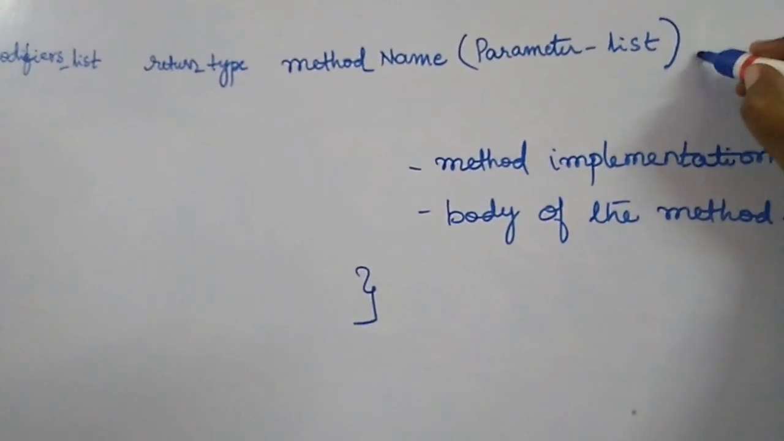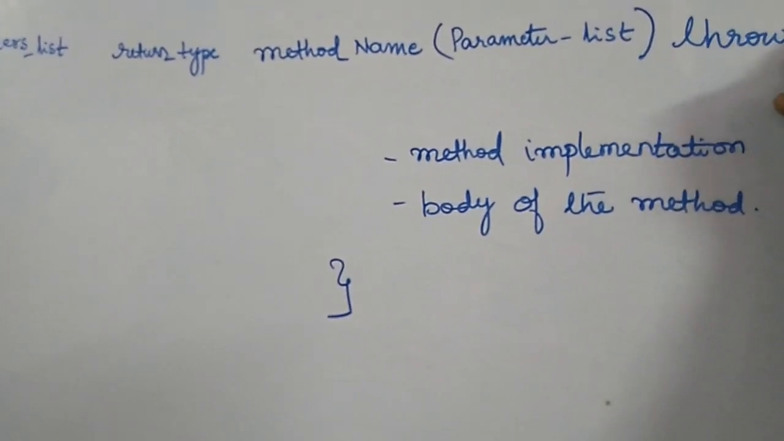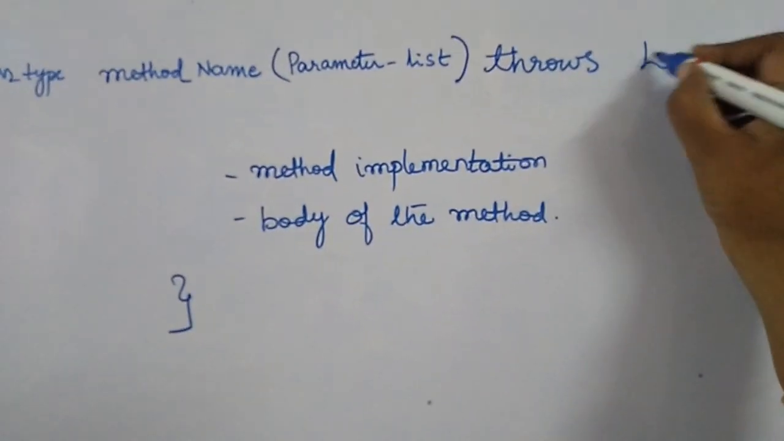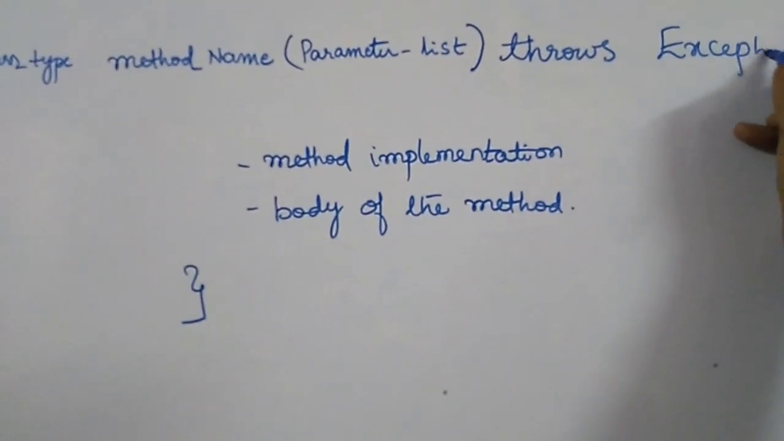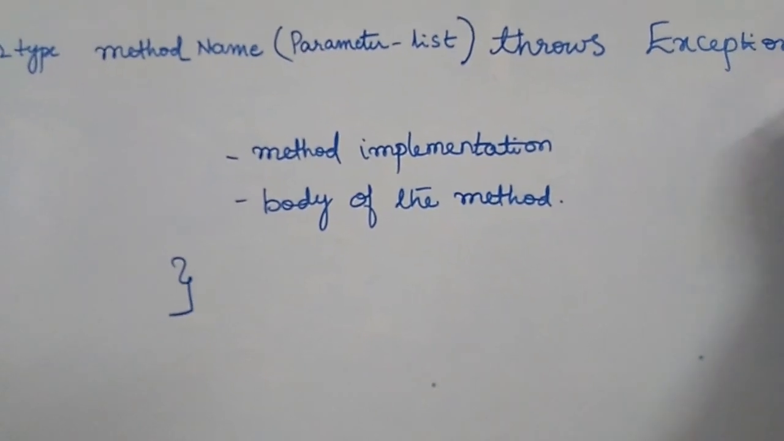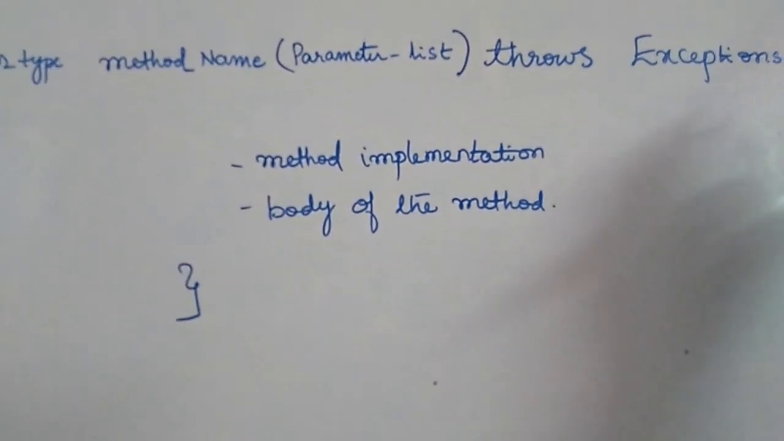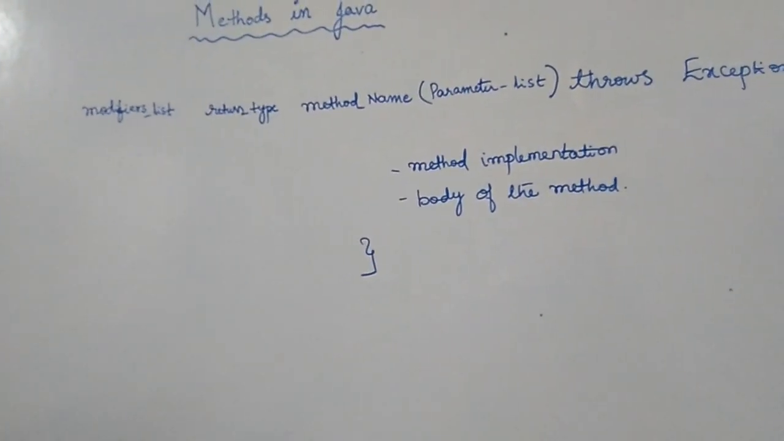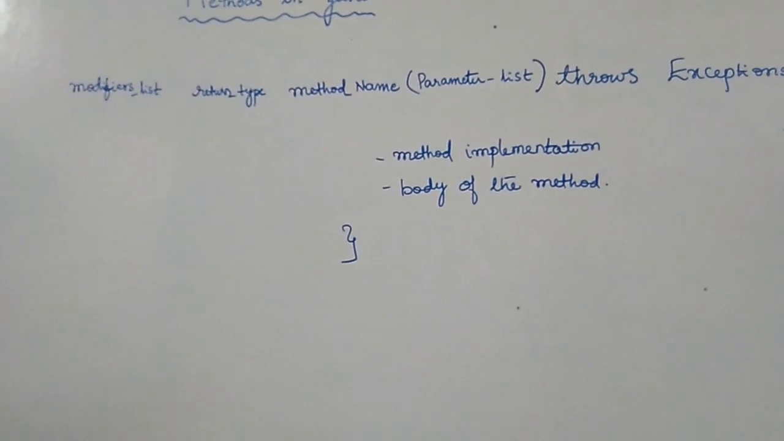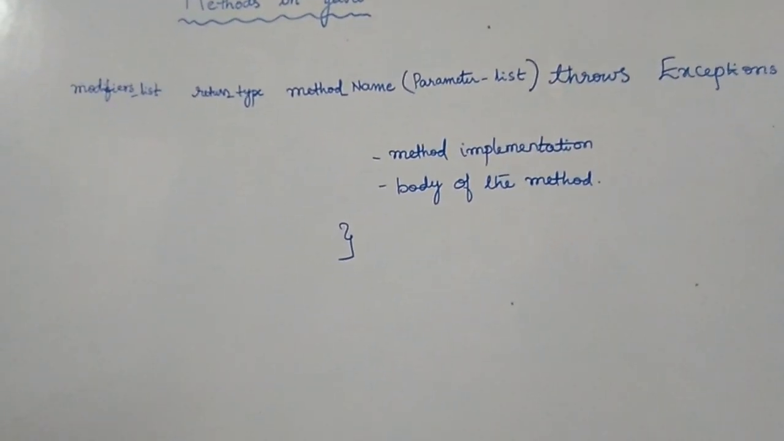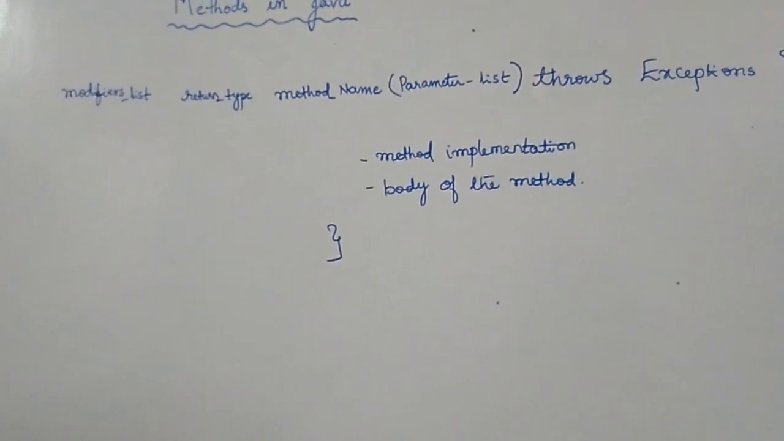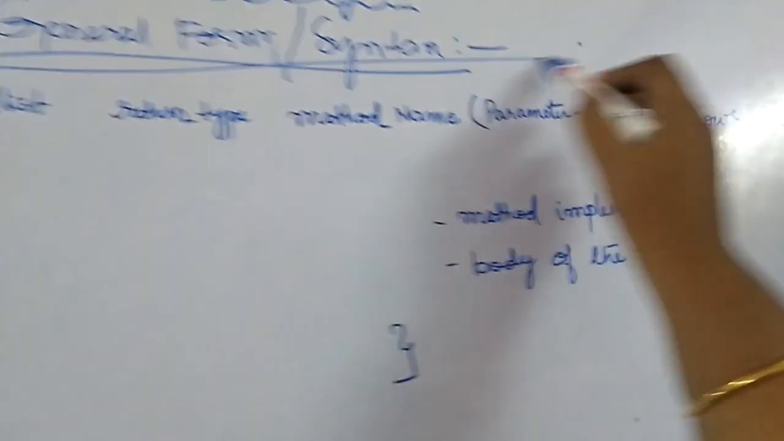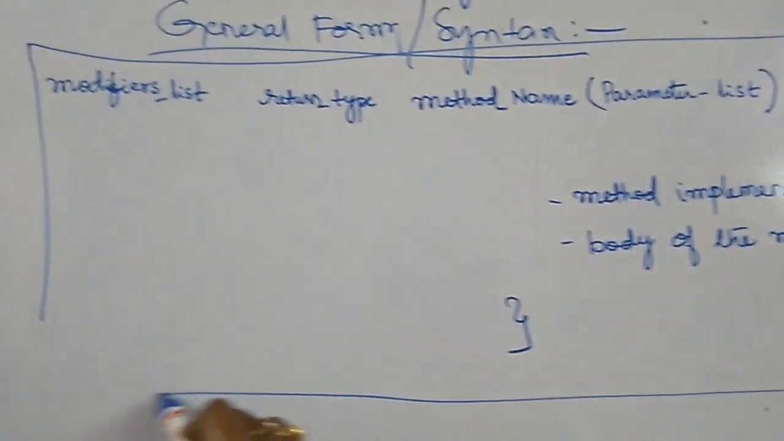So I have to use a clause which is called the throws clause. I'll be saying the method throws some list of exceptions. This is a list of exceptions and I can have them separated by commas. I can say throws ArithmeticException, comma, and then the list of exceptions, whatever I am listing, I can have them after this throws. So this is the general form, or the syntax, of the method.